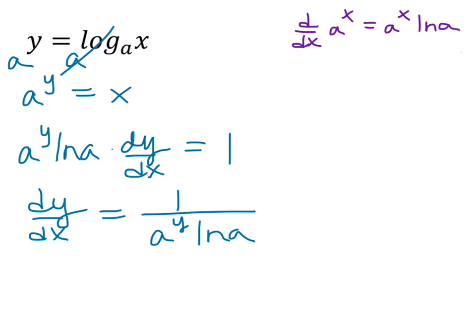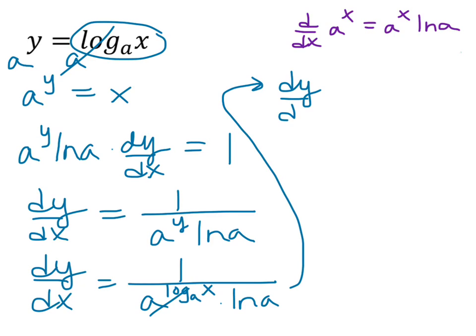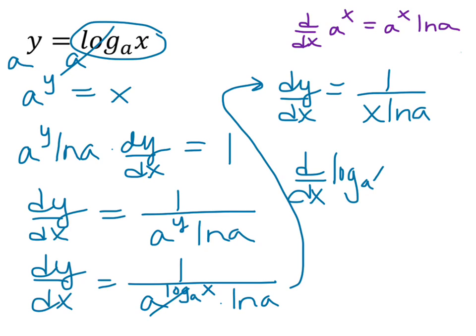And then we have a substitution step. Y equals log base a of x. So we have dy dx equals 1 over a to the, substituting y here, log base a of x. Don't forget to multiply by natural log of a, where a to the log base a cancel. That leaves us with the x. So rewriting what we have here, dy dx equals 1 over x natural log of a. So we've established the formula. The derivative with respect to x of log base a of x equals 1 over x times natural log of a.